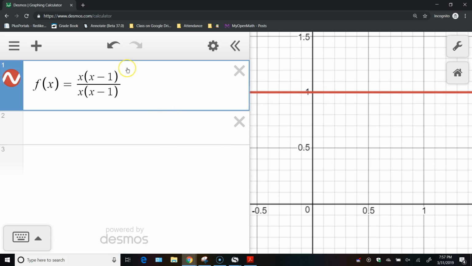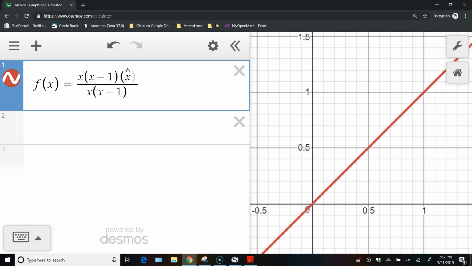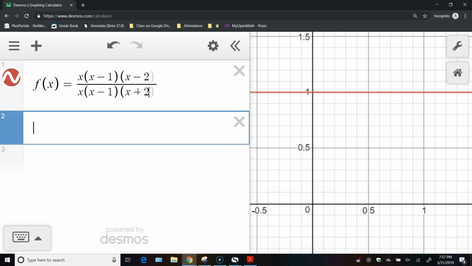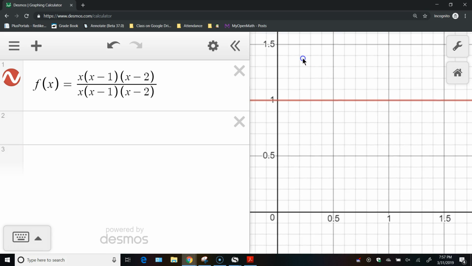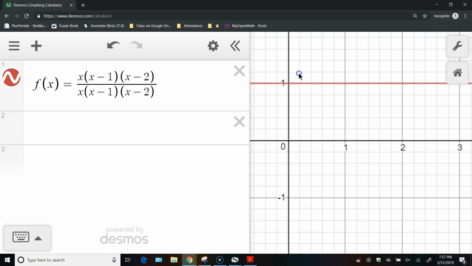Alright, I hope you've done that. So again, the goal is to get a hole at positive 2, so you type a factor of x minus 2 in the top and a factor of x minus 2 in the bottom. And now, let's do this. I'll zoom out a tiny amount on the graph.